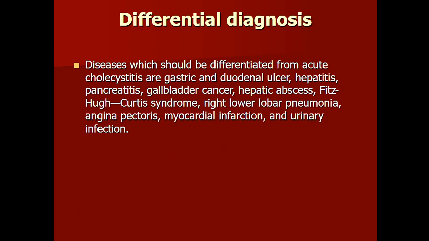Differential diagnosis. Diseases which should be differentiated from acute cholecystitis are gastric and duodenal ulcer, hepatitis, pancreatitis, gallbladder cancer, hepatic abscess, Fitz-Hugh-Curtis syndrome, right lower lobar pneumonia, myocardial infarction, and urinary infection.